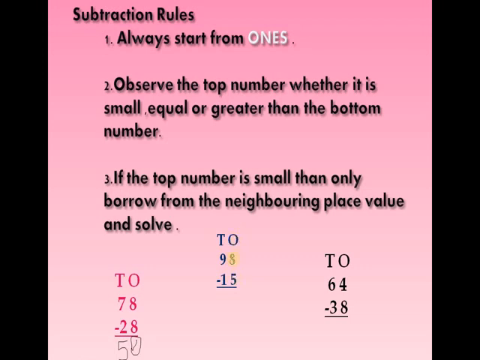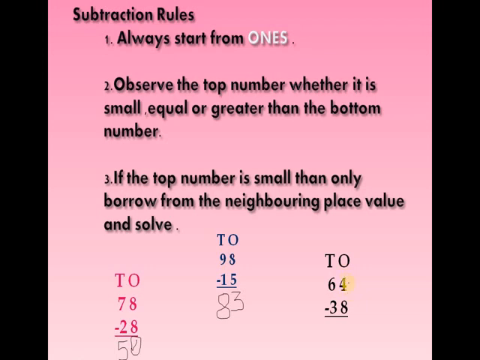Start from ones. Here we have top number greater than the bottom number. So 8 minus 5 is 3. We'll write here. And here this is also greater. This is smaller. So 9 minus 1 is 8. Can subtract. So 83 is answer here.